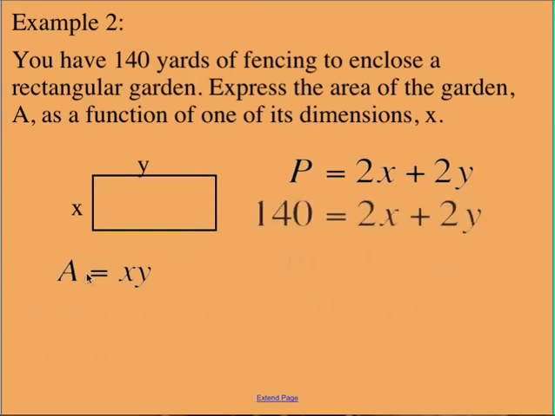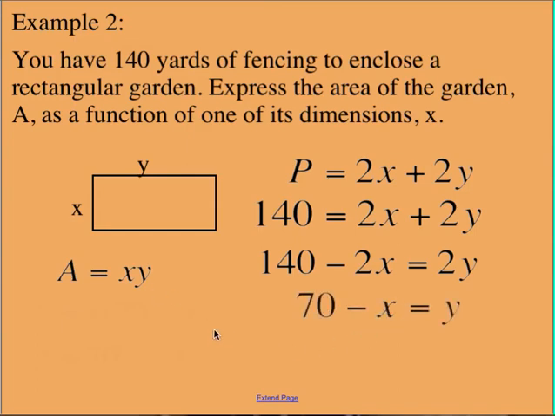Since I want to rewrite my area just in terms of the x variable, I want to rearrange my perimeter equation so that I get y by itself, because then I'm going to substitute it into the area problem. So I'm going to subtract 2x from both sides, and then I have to divide by 2. So I get y to be 70 minus x. Now I'm going to substitute this in for the y of the area formula, and then simplify, and we get that area equals 70x minus x squared. And now we have area just in terms of one variable.